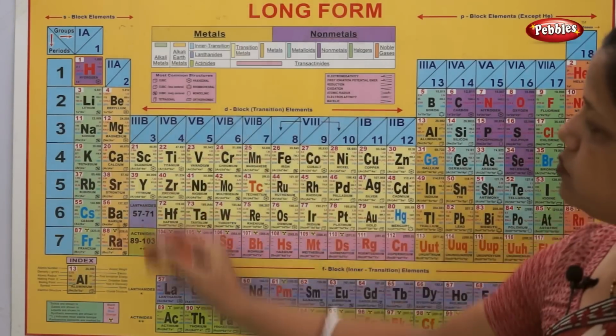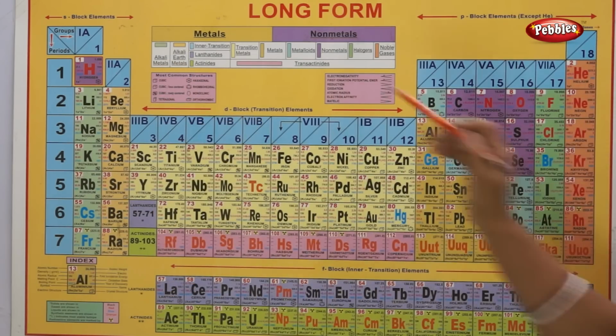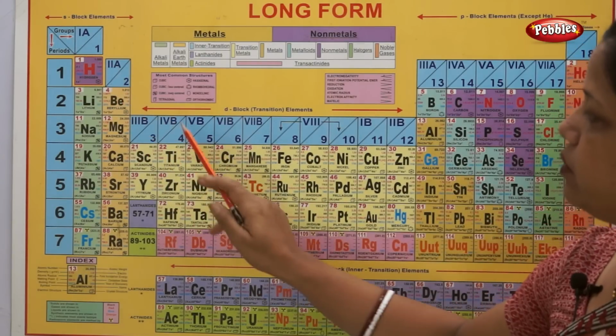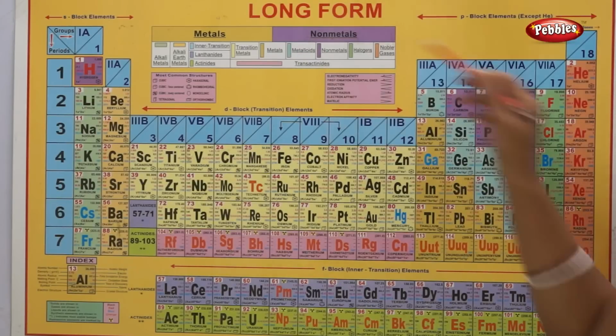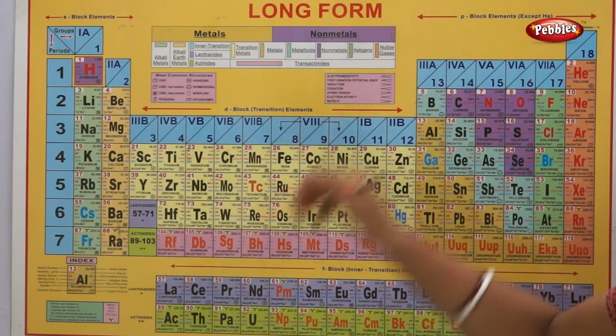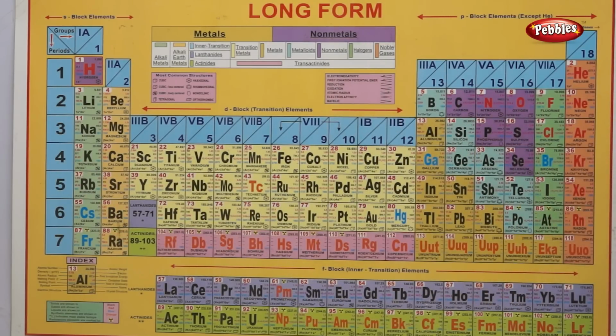The vertical columns are called groups, and how many groups are there? You can see the numbering: 1, 2, 3, 4, up to 18. That means there are 18 groups in this periodic table. In all, 7 periods and 18 groups. This is the setup of the modern periodic table.